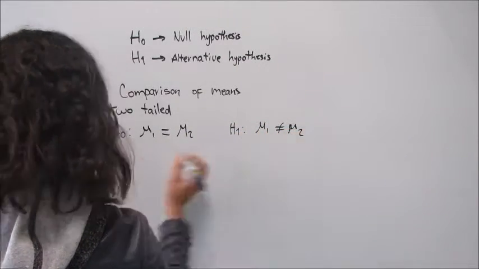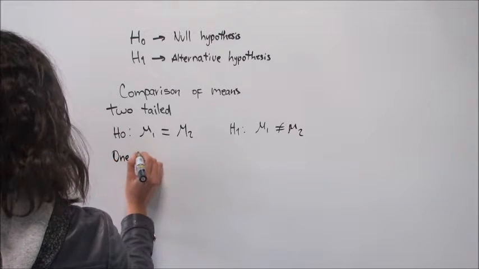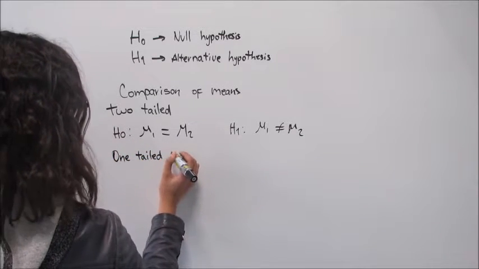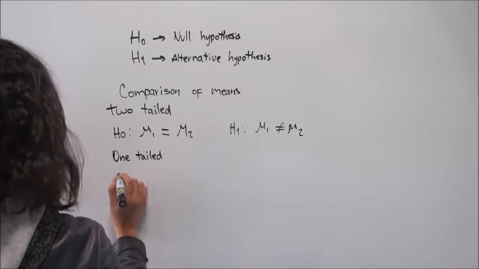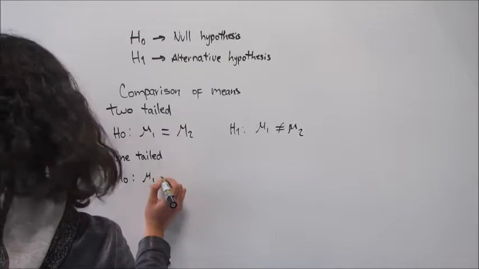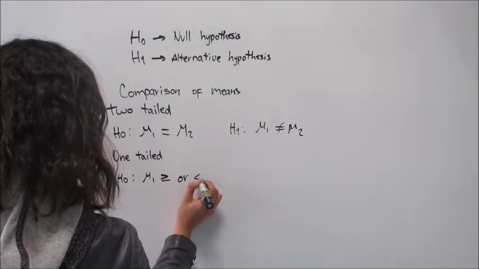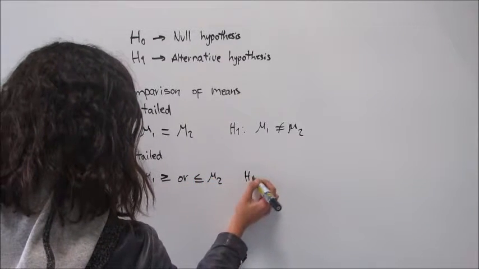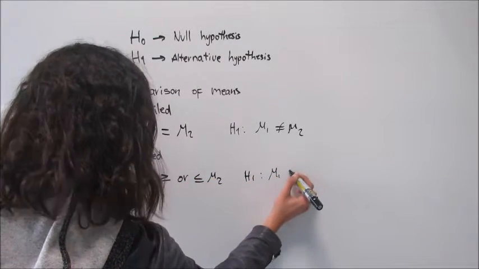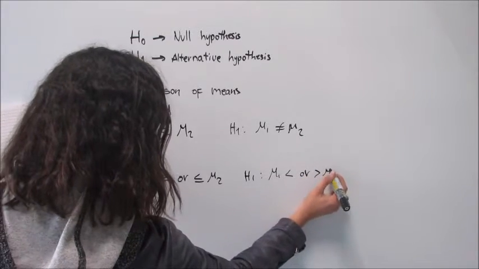For the comparison of means, that can be a two-tailed test or one-tailed test, or the comparison of one mean to a specific value, considering that in this case, mean 0 equals a specific value, and it can also be a two-tailed test or one-tailed test.